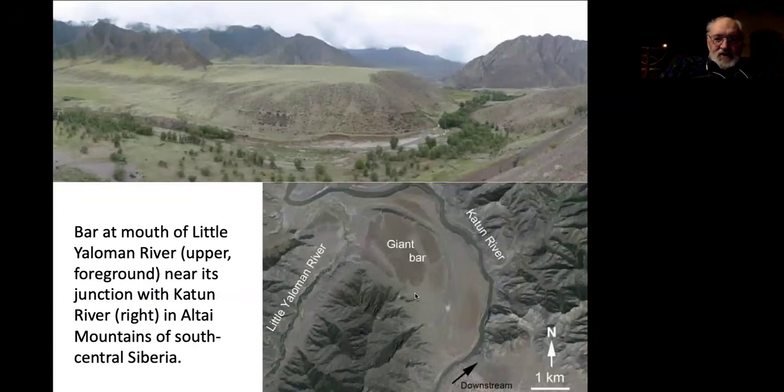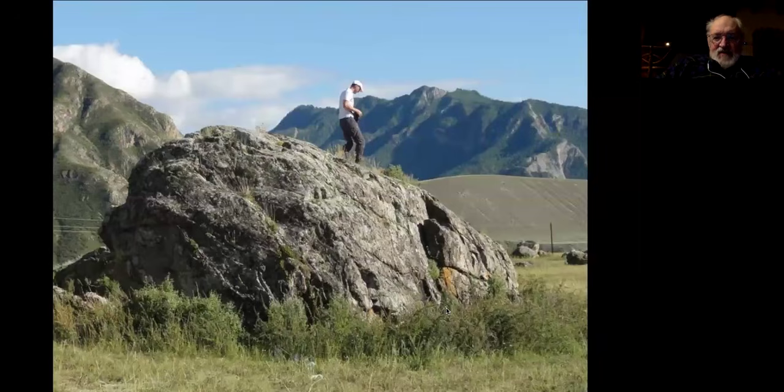So here's another example. This is a place called the Little Yellowmon River, and you see the road at the bottom, and this is a massive gravel bar that from the major river here, shown on the picture at the bottom, the Katun River, blocks the valley of the Little Yellowmon River. And this thing is many hundreds of feet high. It is composed of coarse gravel and boulders, not easily seen on the picture here. There are giant gravel dunes on the gravel bar.